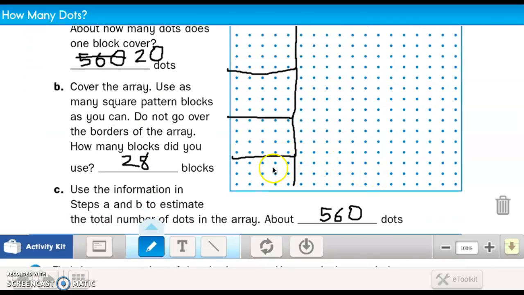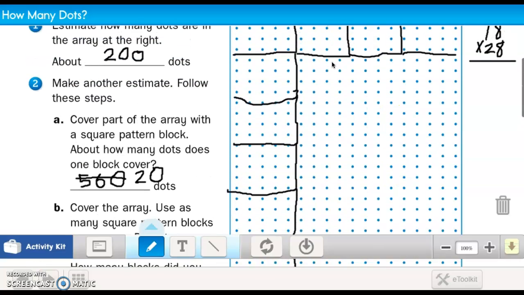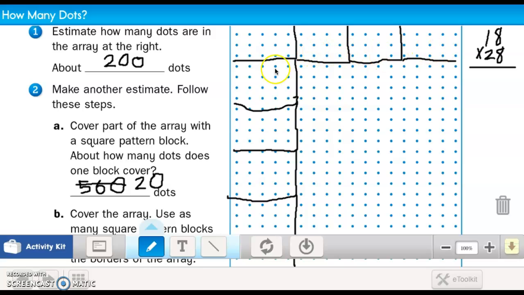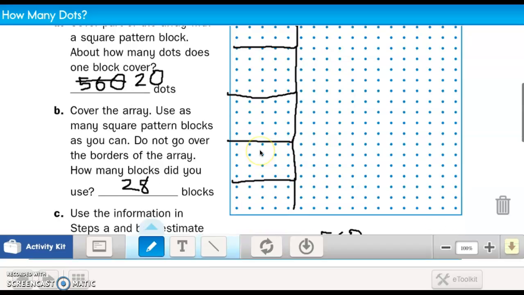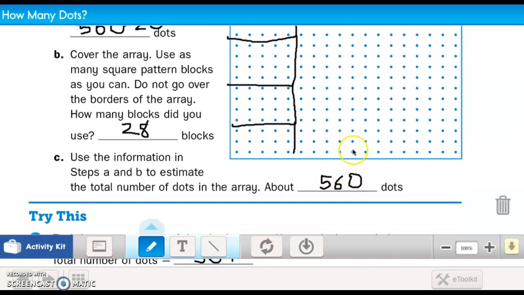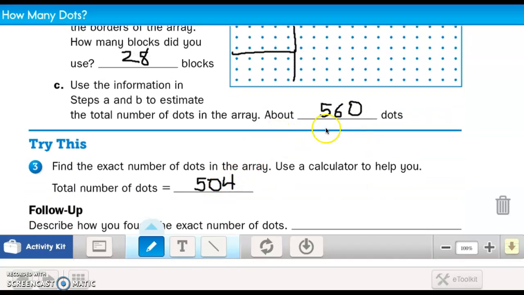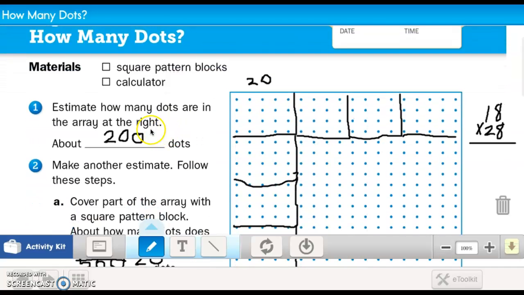A way to estimate is by taking a chunk and then just adding that many. 20, 20, 20, 20, and on and on and on. And that's what we did. And we were not exact, but at least we were closer than if you just grab the number out of your head, which is what I did at the beginning.